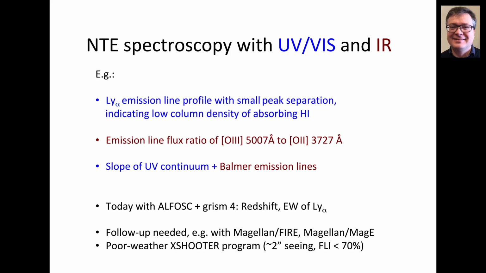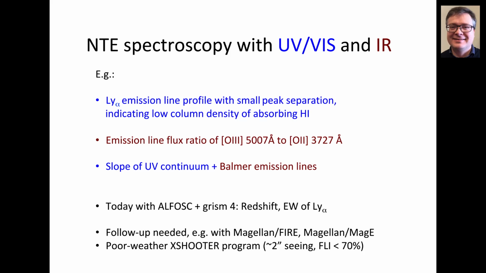So today with ALFOSC, basically what we do, we use GRISM-4 because a priori we don't know exactly what the redshift is. So just to cover as large a wavelength range as possible, we use GRISM-4. And then we get a low resolution spectrum. We can get the redshift, and we can measure whether there's strong Lyman alpha. We can measure the equivalent width, but we cannot really see any structure beyond that.